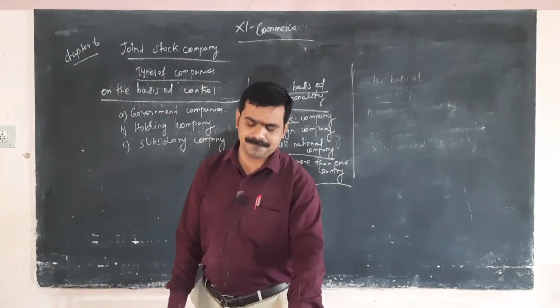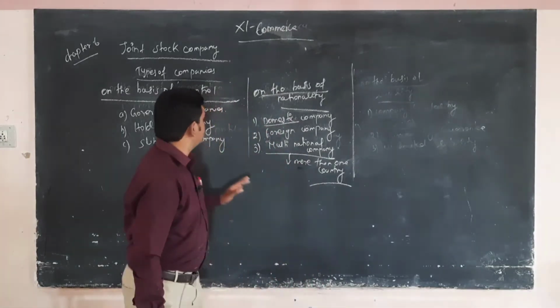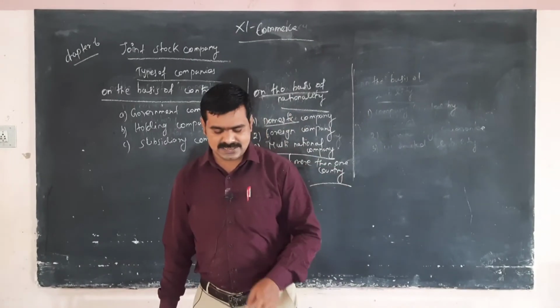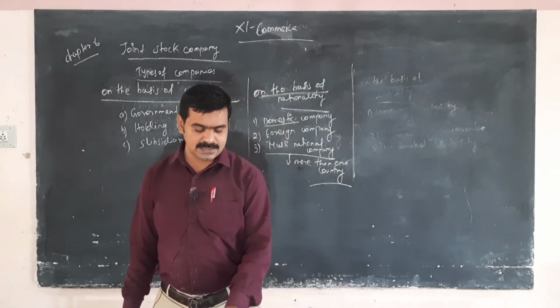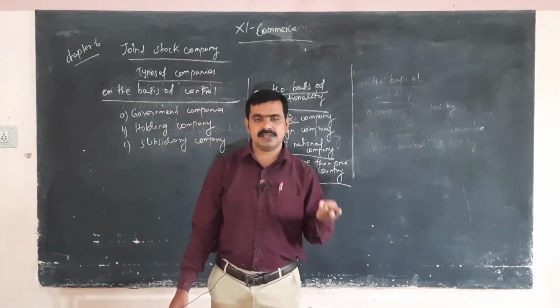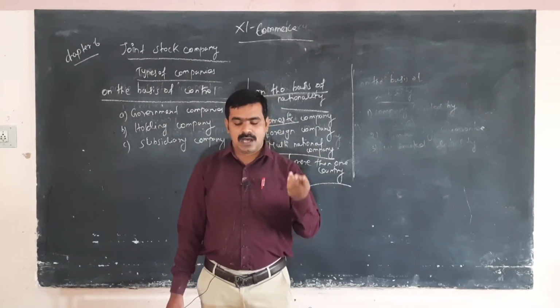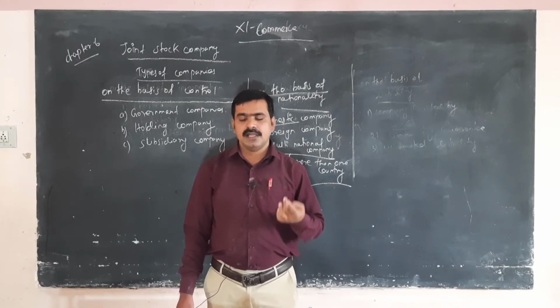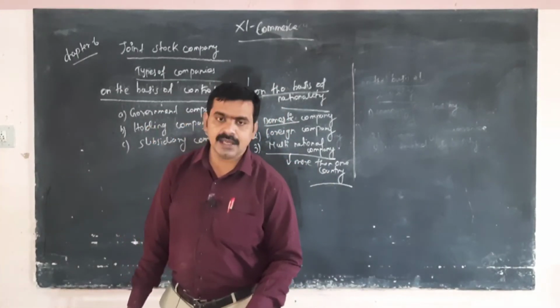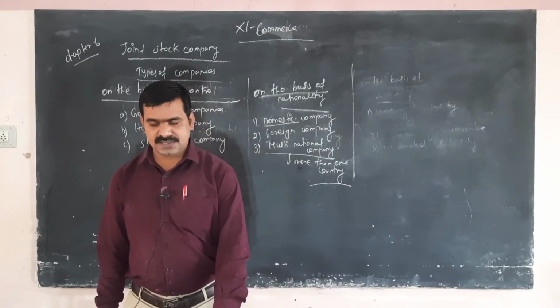Okay, next one. These are the types: first, on the basis of shares; then on the basis of incorporation, on the basis of membership, on the basis of member liability, then control, then nationality. So these are the classifications of the companies.